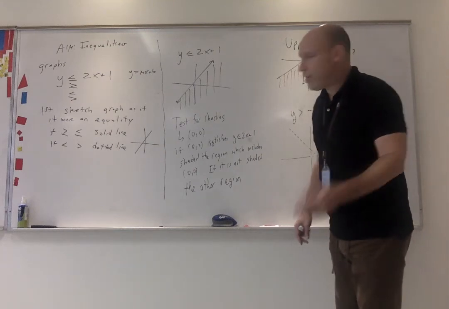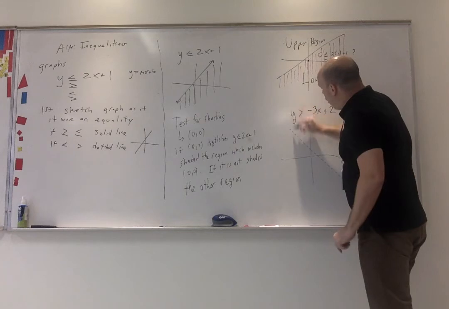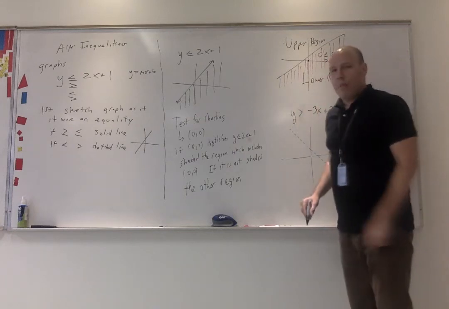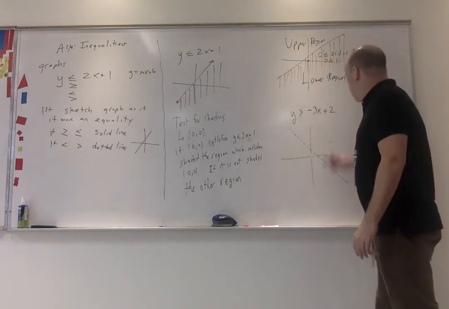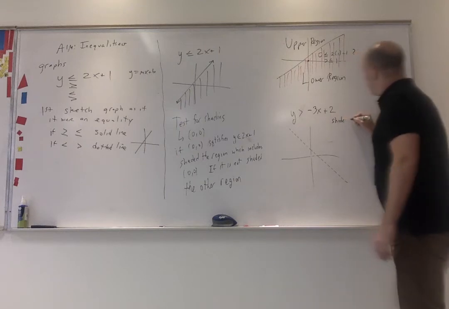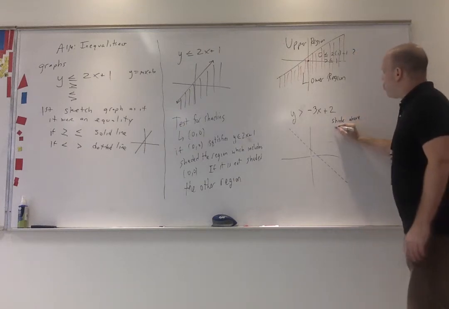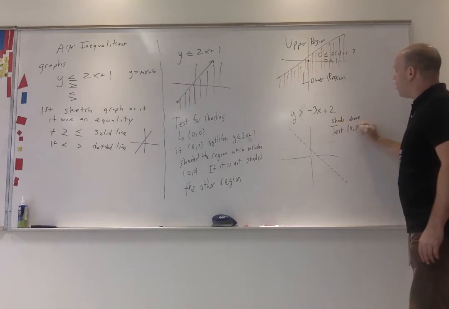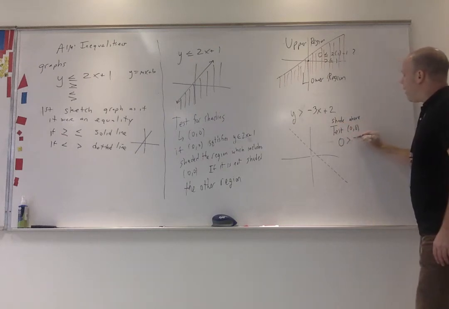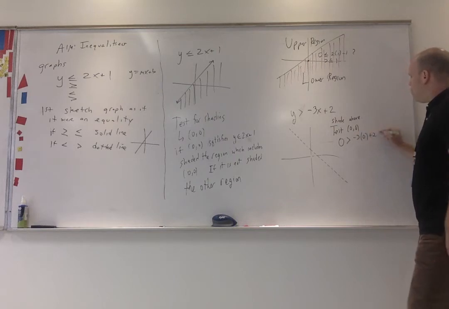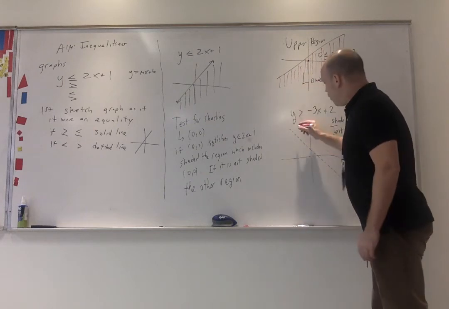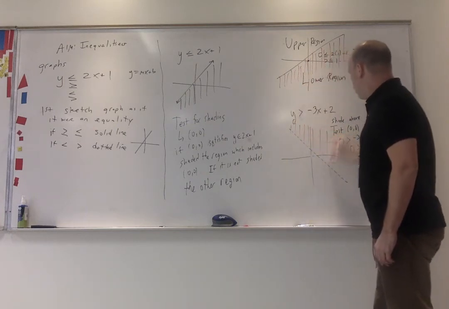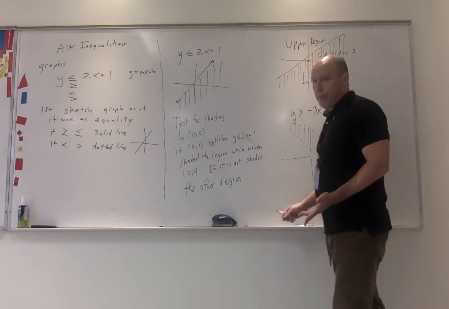Now, what area gets the shade? Well, the other trick is, because it's y is greater than, we know it's above. But that's a trick. Let's see if it works. Test 0, 0. Is 0 greater than negative 3 times 0 plus 2? Is 0 greater than 2? No. So 0 does not get the shade. We shade above.